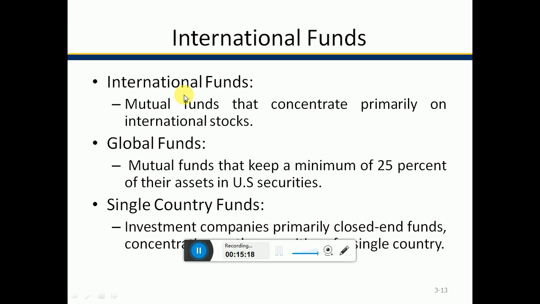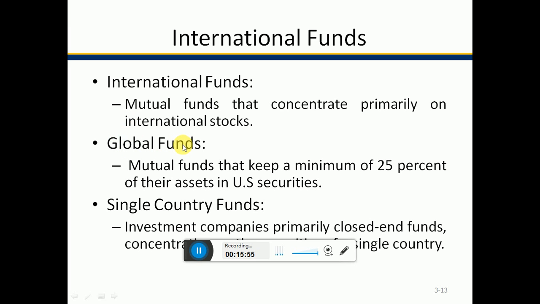Then after that we discussed global funds, that is mutual funds that keep a minimum of 25% of their assets in US securities. There is a difference between these two. If a mutual fund is investing their money in international markets, that is, they are investing money in purchasing bonds and shares in India, in China, in London stock market, in US stock market, etc.